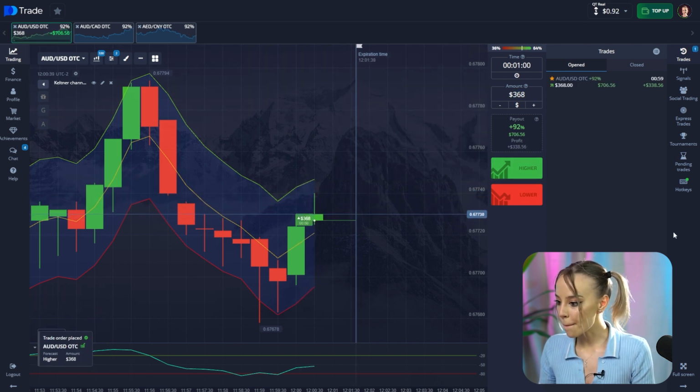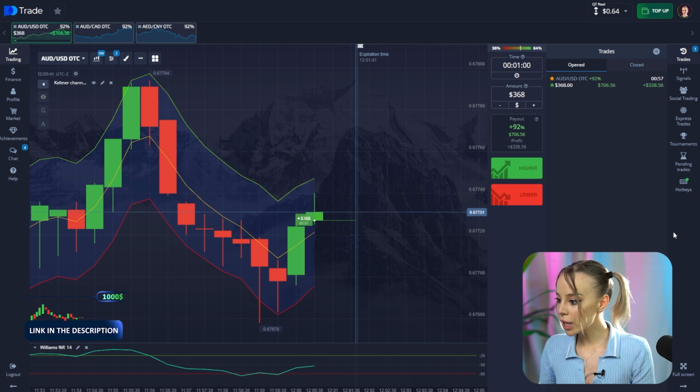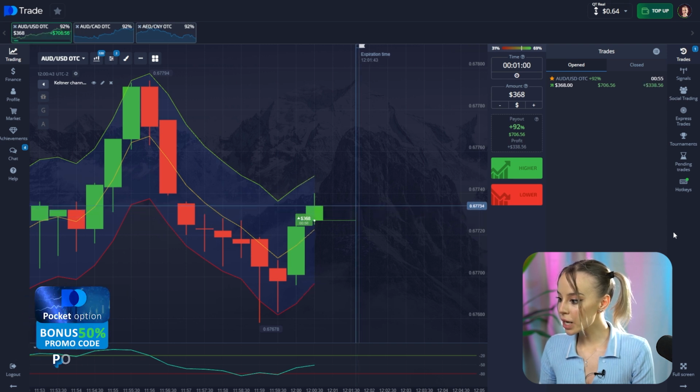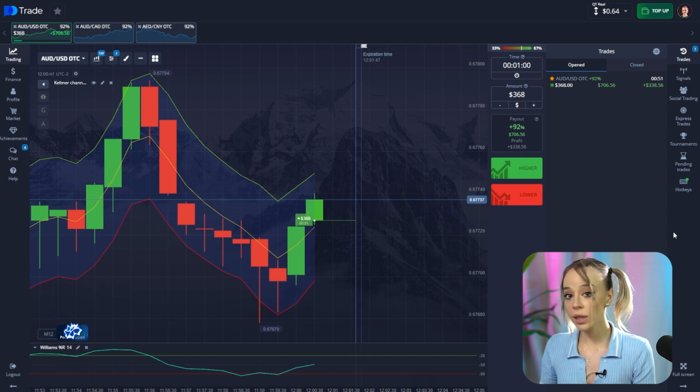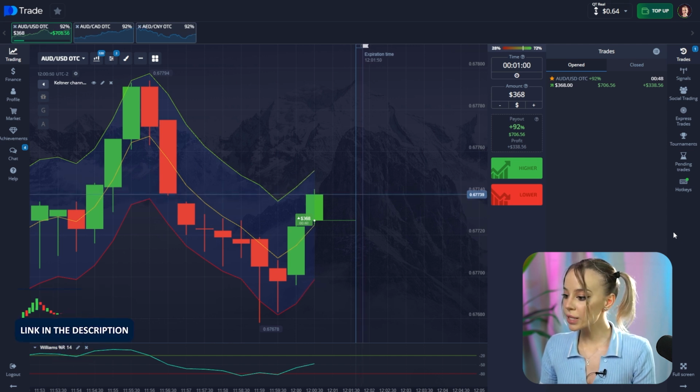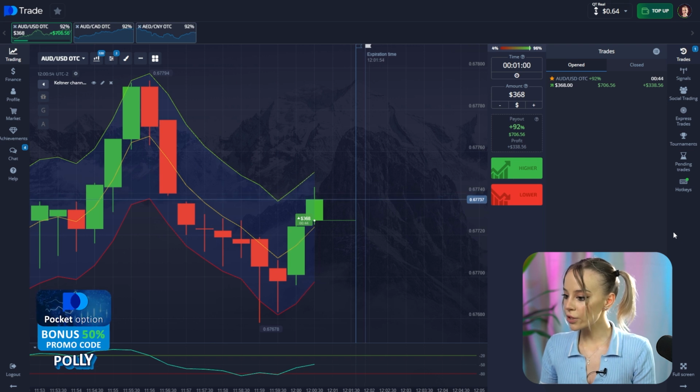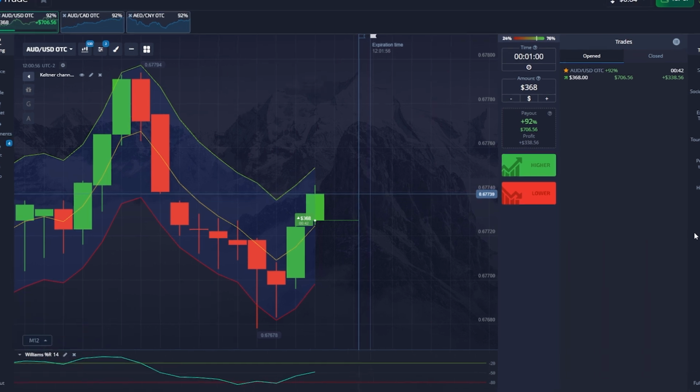We continue with 386. Up option. Slip from the lower channel boundary and is starting to rise further, breaking the middle channel line. The oscillator has a margin of safety. Long 368.